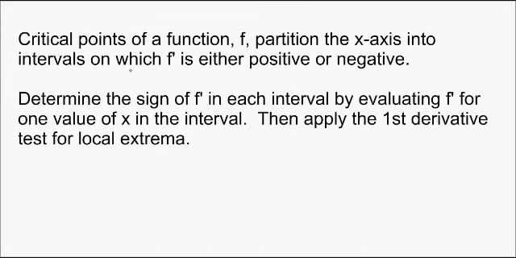Some notes about this. Critical points of a function f partition the x-axis into intervals on which f prime is either positive or negative. We've been over that a little bit. To determine the sign of f prime in each interval, we're going to evaluate f prime for one value of x in the interval. Just one value. Then we'll apply the first derivative test for local extrema.